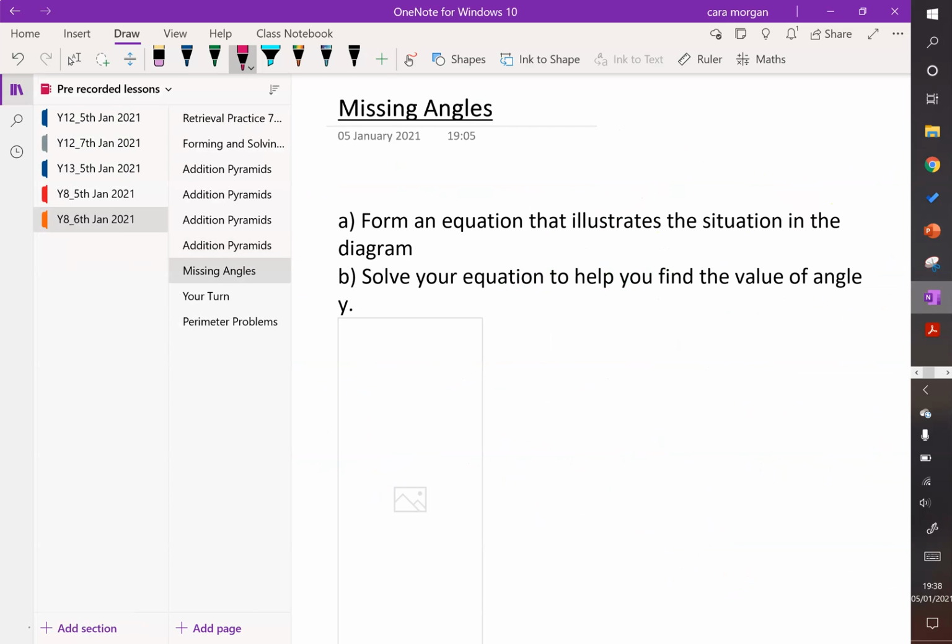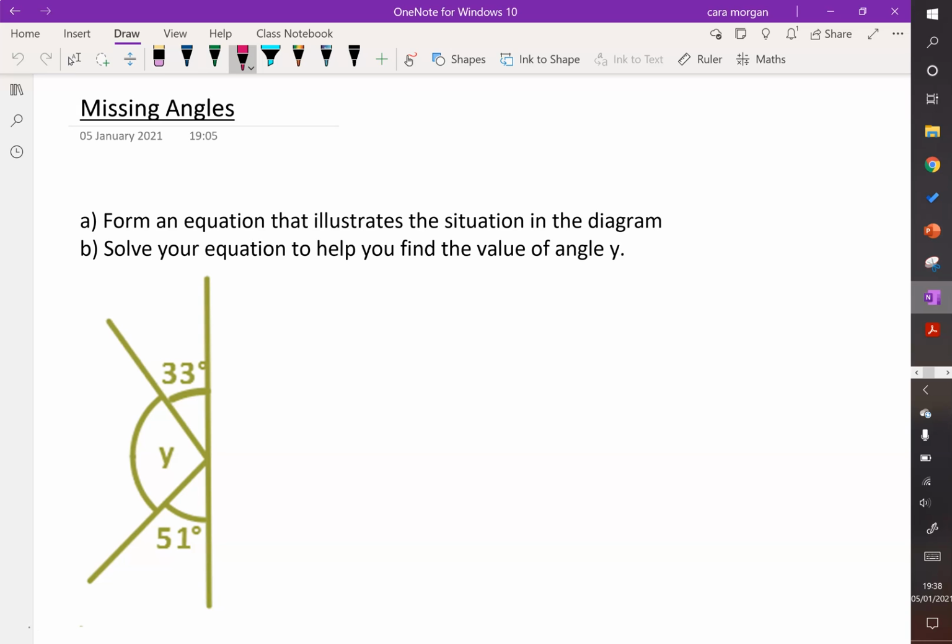I'm going to show you another situation where you might need to form an equation and solve it. I'm going to talk about missing angles. I'm going to show you a diagram here where we have a straight line and we have a point on that line where 3 angles meet. I wonder if you could think about a property that you've learnt in the past about angles and straight lines, and if that would help you solve or form an equation and then solve it to find the value of y. Some of you might think you know the value of y already, but the first question says form an equation that illustrates the situation in the diagram. Have a go if you like and press pause.